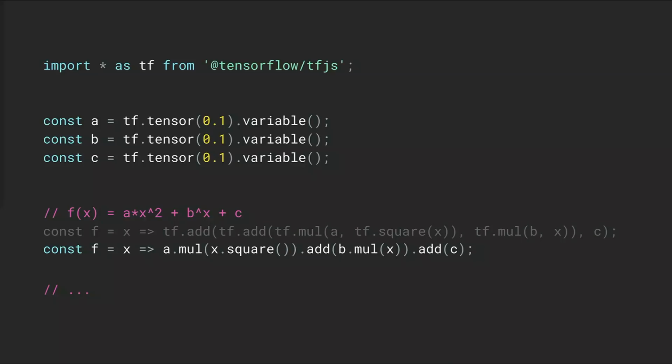On top of the standard API like tf.add and tf.multiply, we also have a chaining API. Chaining has been very popular in the JavaScript world, so you can call these mathematical methods on the tensor itself. And this reads better, closer to how we write math.